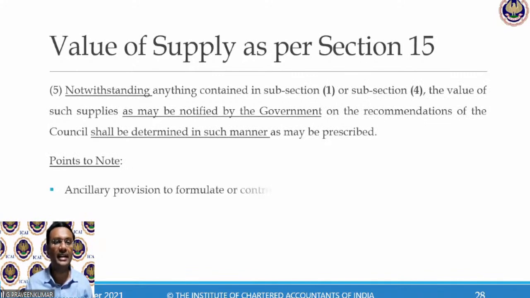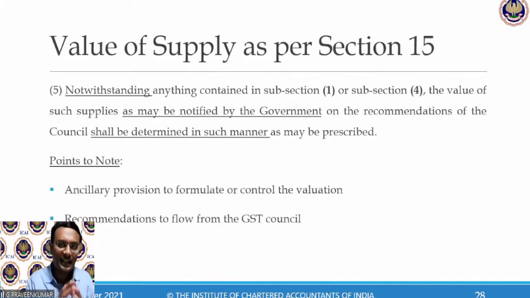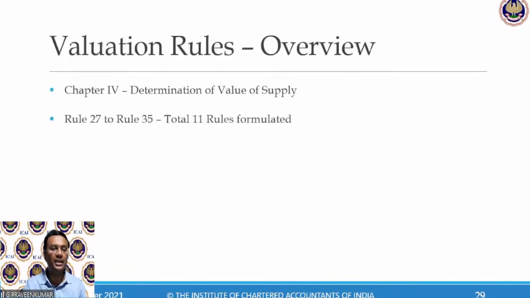Further, as I said, an ancillary provision: notwithstanding anything contained in subsections 1 to 4, the government, on the recommendations of the council, may notify a few supplies for which the value is specified. So the government has restricted its rights by way of a recommendation from the council, where some of the transactions they identify and say, for these transactions, this is the value of supply. This is given in my subsection 5. So from here, now we move on to our valuation rules.